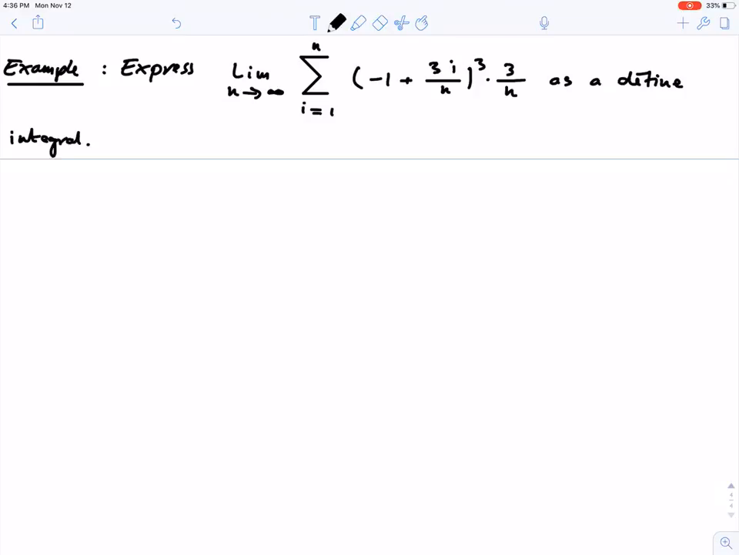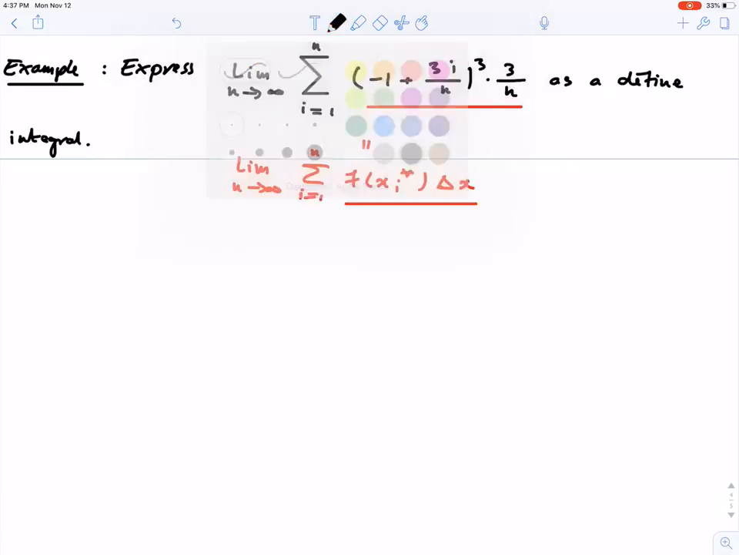Now this is a pretty horrific looking problem, but what have we got to do? Well, we need to express this as a limit as n approaches infinity of the sum from i equals 1 to n of f of x_i star times delta x. That's what we need to do, don't we? So it stands to reason what we should try and do is make choices so that this piece and this piece match up.